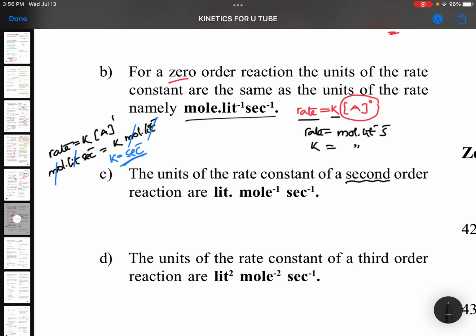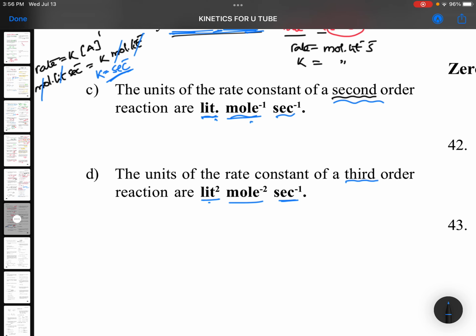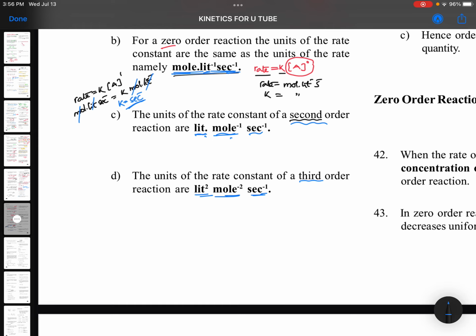Very, very interesting. Now you see, for zero order, moles per liter per second. For second order, third order, you see here liter per liter is there, it will be liter. Here mole is there, it will become per mole. For second order, liter per mole per second. For third order, liter square per mole square per second. These two became squares. Interesting? Okay.